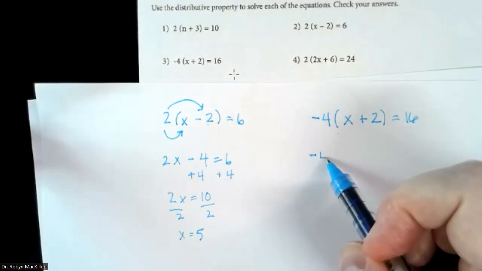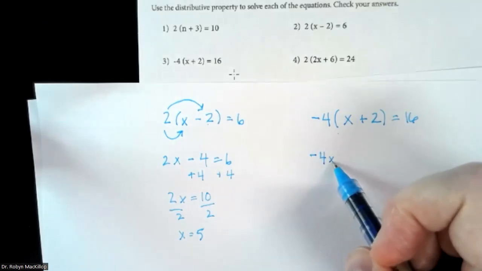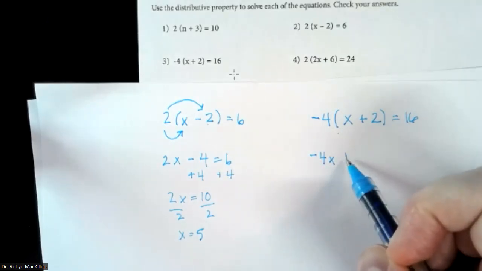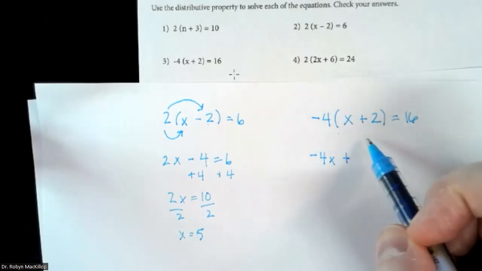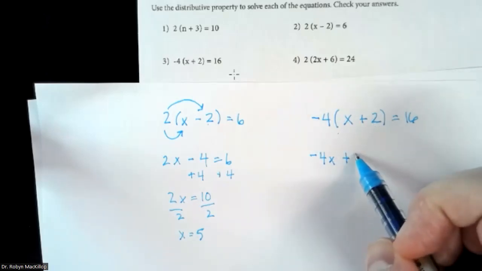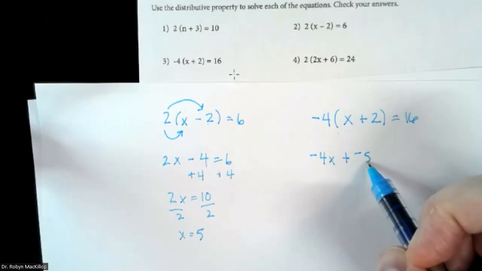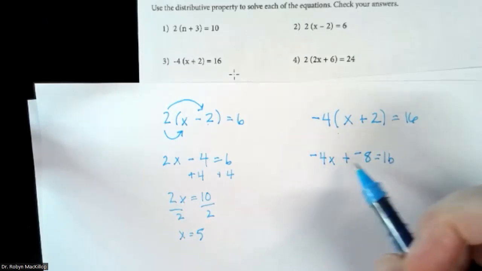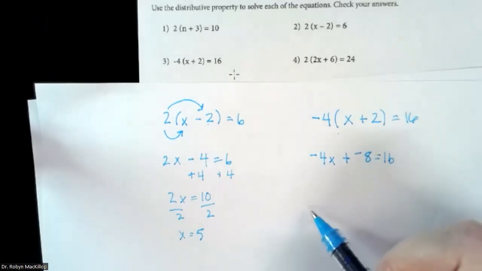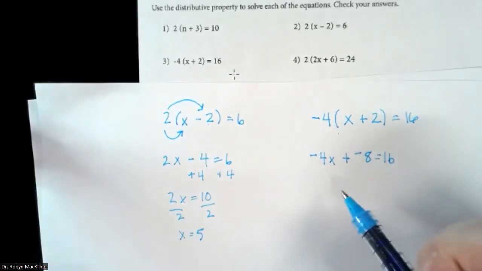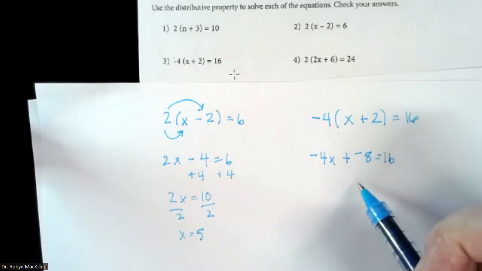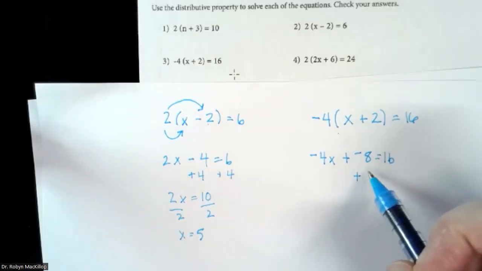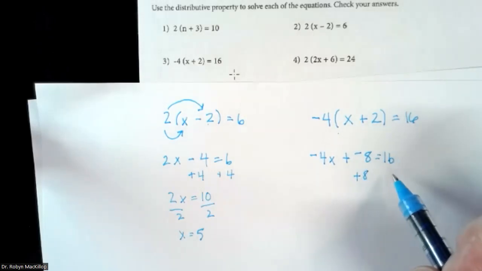-4 times x is just -4x. Bring down the plus sign. -4 times 2 is -8. So you cleared the parentheses. It's a much cleaner equation without the parentheses. Now it looks familiar. We're going to get rid of this 8. We're going to add 8 to it to zero it out.